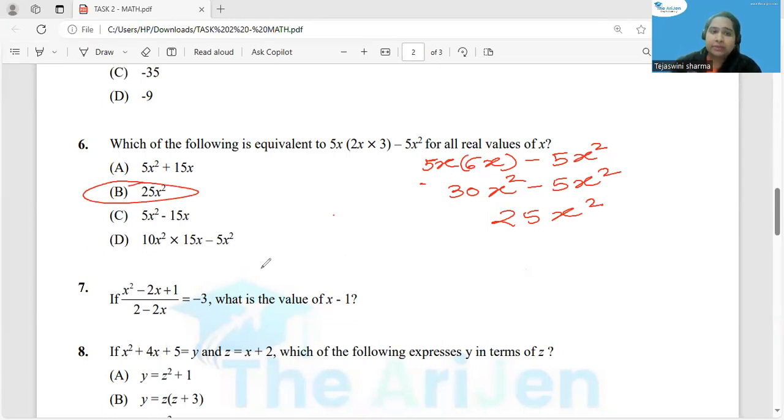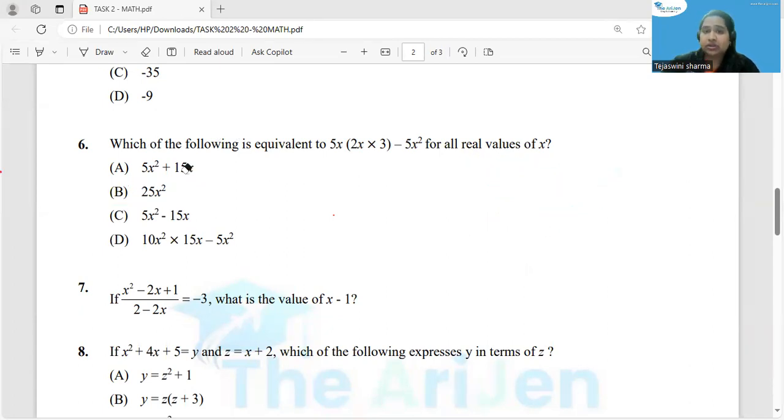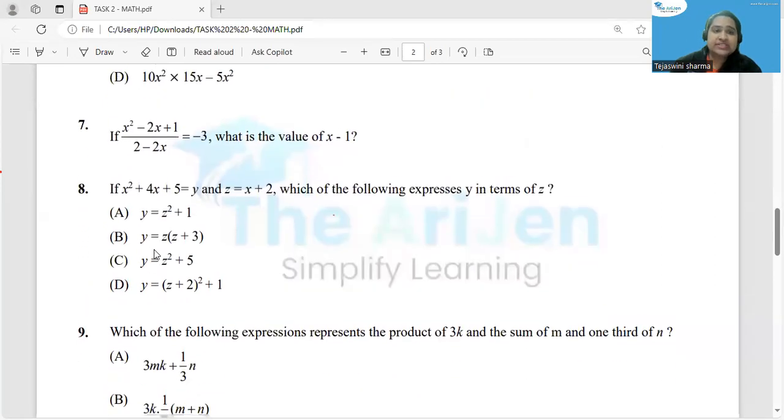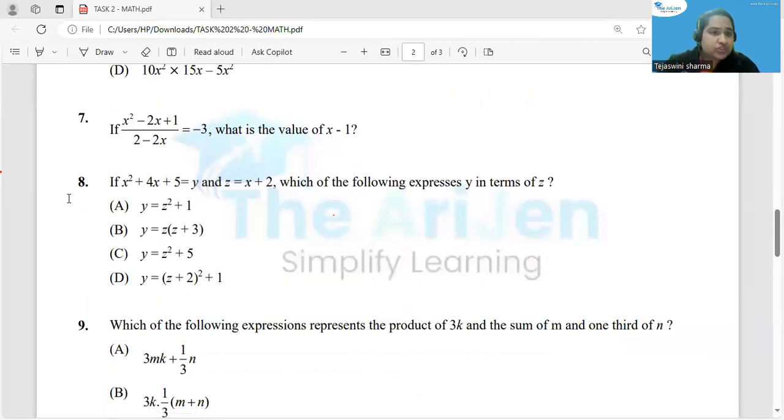Okay, so I hope I am clear to you. Now let us see, just give me 1 second. Let us see which question we need to check. Question number 7. Yeah, so for question number 7, you can see that we have to find out the value of x minus 1.